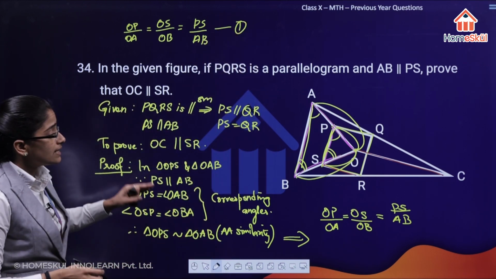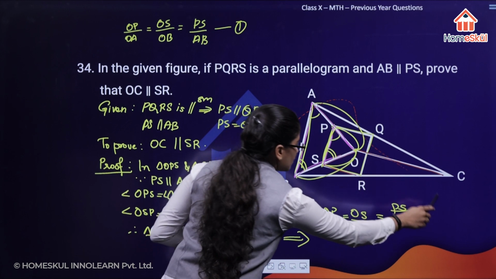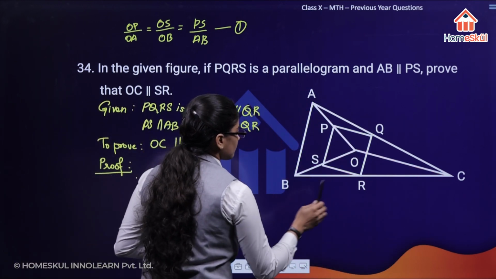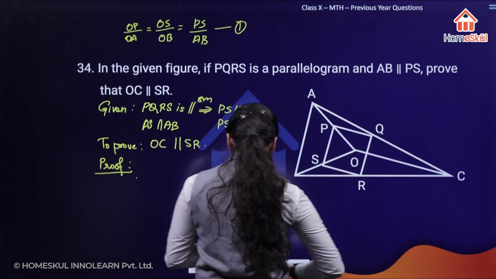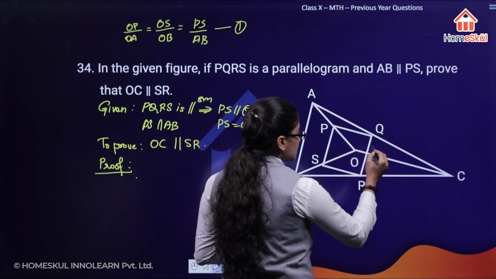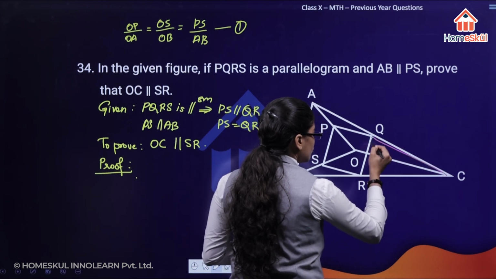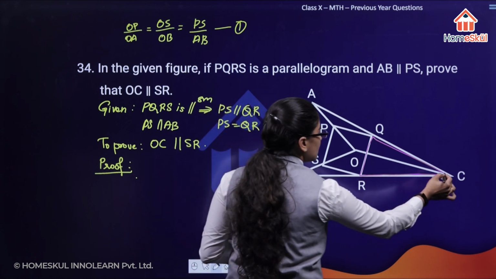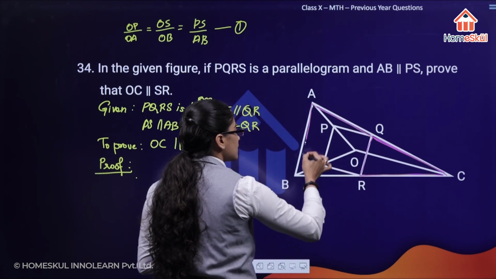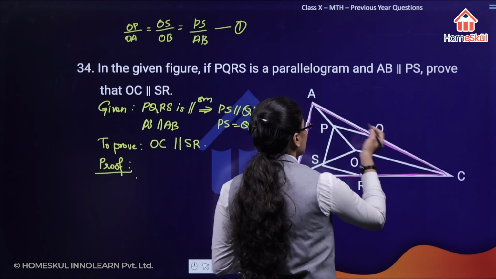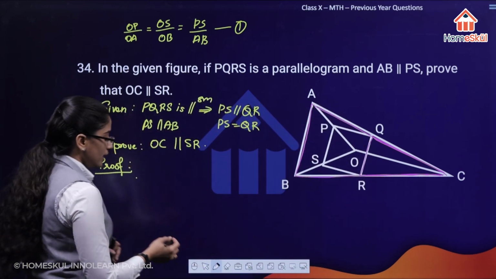Okay. Now, let's consider the other two triangles. For that, here we will consider triangle CQR and the bigger triangle CAB. Now, we are considering triangle CQR and triangle CAB.